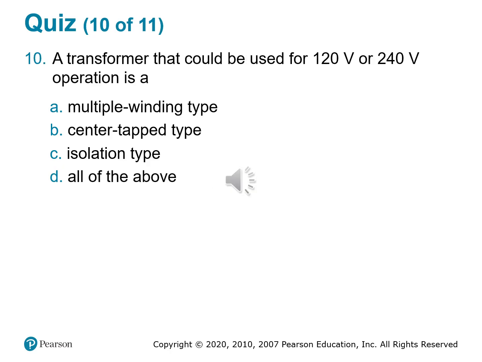And the last question for this lecture is 10. A transformer that could be used for 120 volts or 240 volts operation is a what? A, multi-winding type, B, center tap type, C, isolation type, or D, all of the above? Go ahead and pause the video now. All right, hopefully you're back. The answer is A, a multiple winding type. And that concludes the self-assessment portion of this lecture.